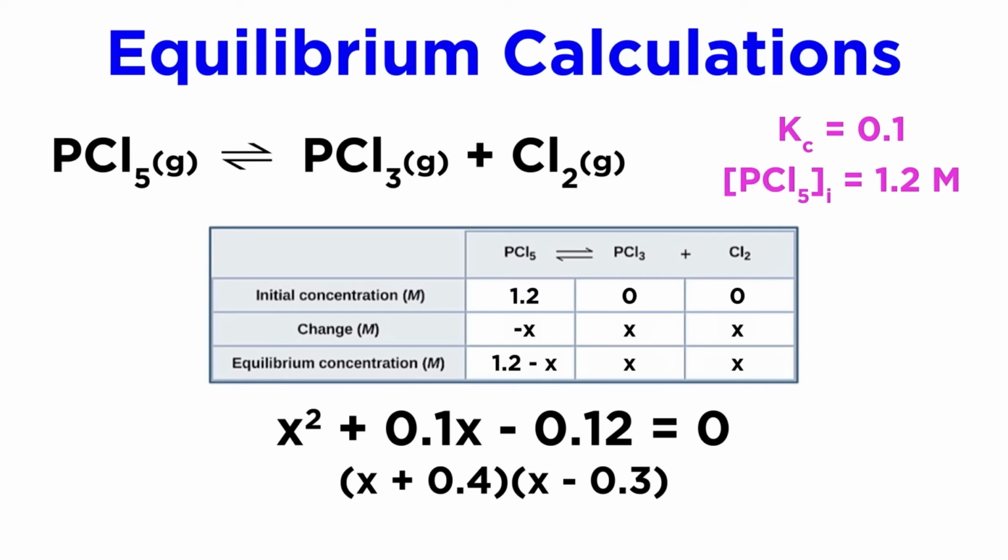Remembering our basic algebra, we can factor this to give x plus 0.4 times x minus 0.3, which means the solutions for x are negative 0.4 and positive 0.3. Since the negative value would give nonsensical results, as we can't have negative amounts of substances, let's take the positive value and plug it into our existing expressions for the equilibrium values. And these are what we will get.